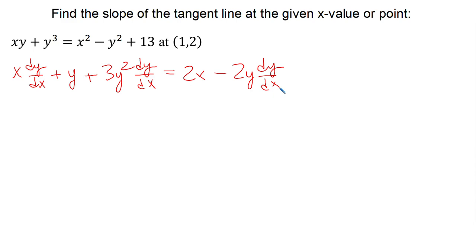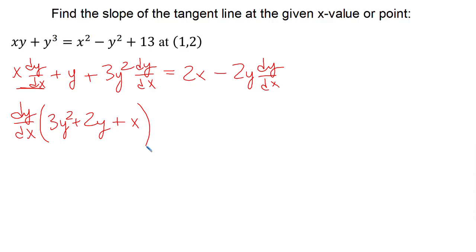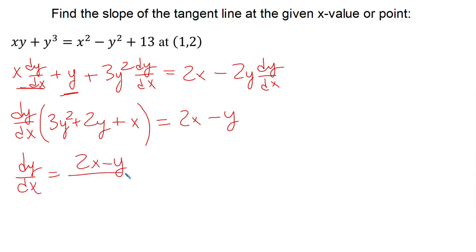We'll get all of our dy dx's to one side. I'm going to bring them to the left-hand side, and as I do that, I'm just going to factor out the dy dx. So I'll have a 3y squared plus a 2y when I bring the minus 2y over. And we also have an x. Let's not forget the x. We also have this x term here, so plus x. And then on the other side, we're going to have the 2x minus this y that we're going to bring over, which should give us dy dx is equal to 2x minus y over 3y squared plus 2y plus x.